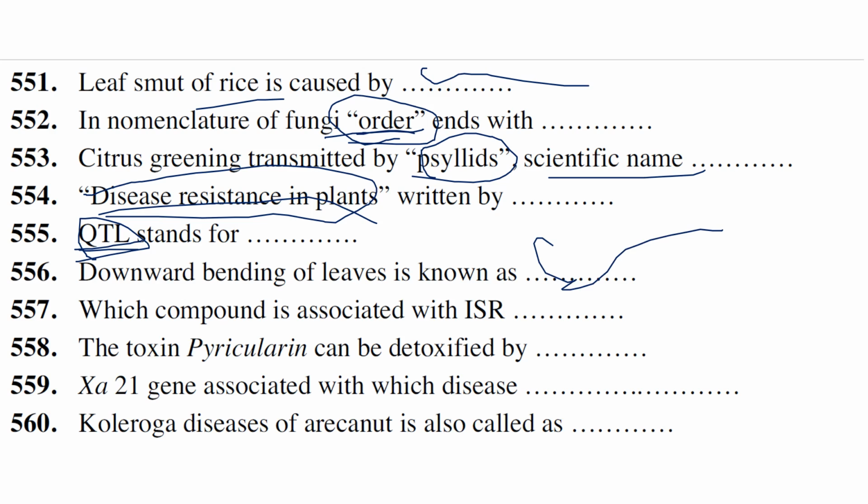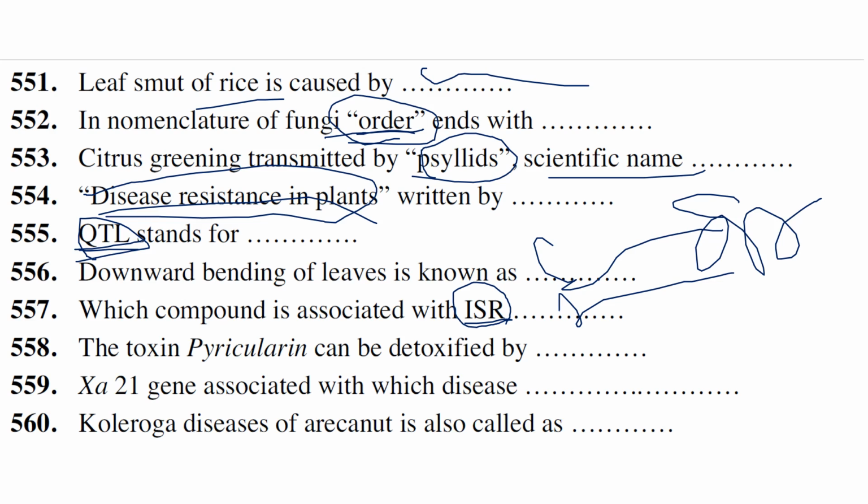Which compound is associated with ISR? They're simply asking about the hormones or compounds responsible for the initiation of ISR. Generally, if it is SAR, salicylic acid. If it is ISR, jasmonic acid and ethylene are responsible. So the answer is jasmonic acid and ethylene.